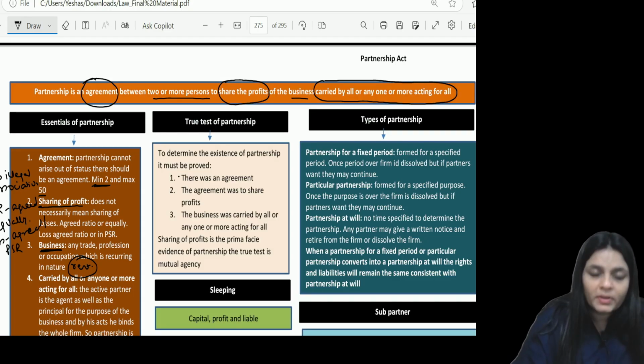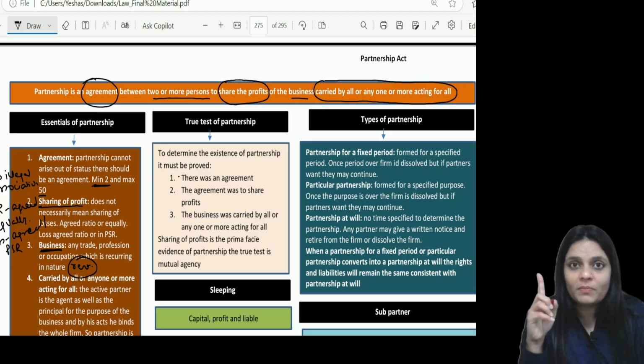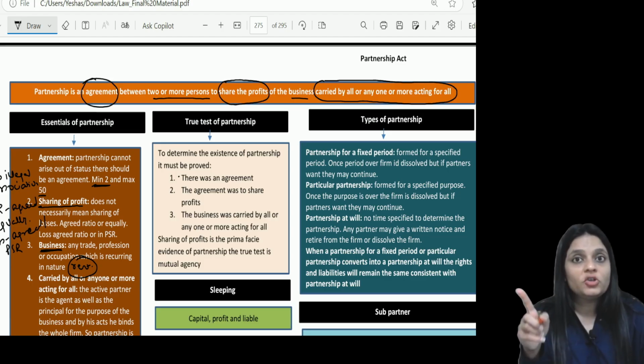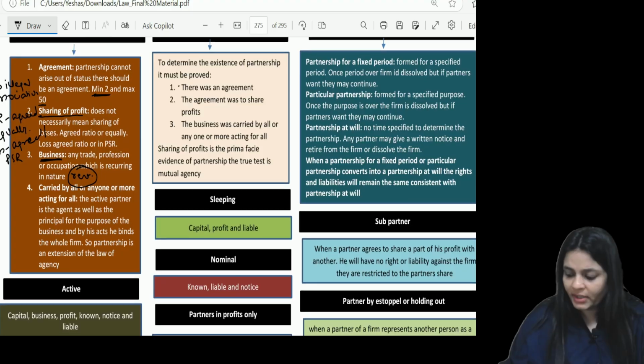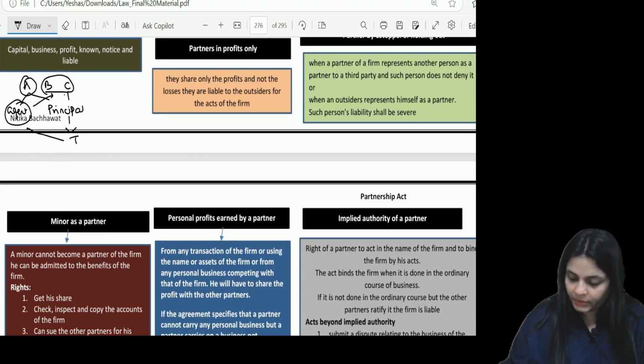You can always start with a partner for the purpose of the business of the firm. He is both the agent as well as the principal of the other partners.